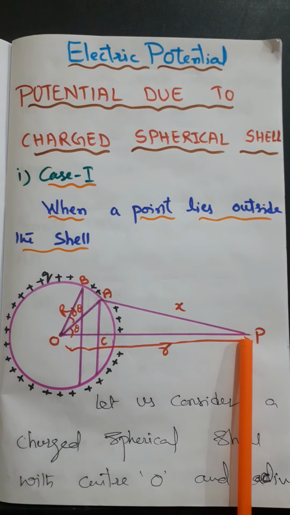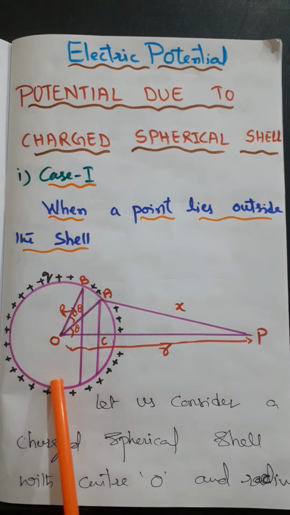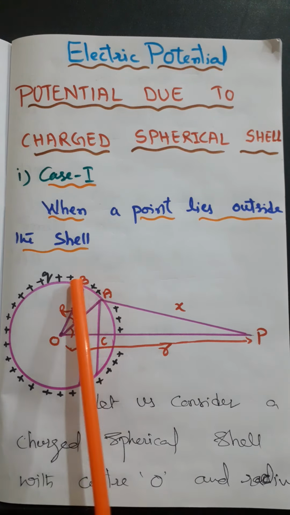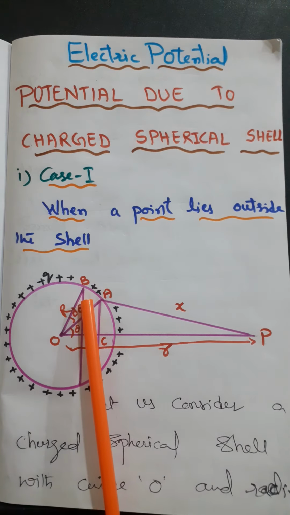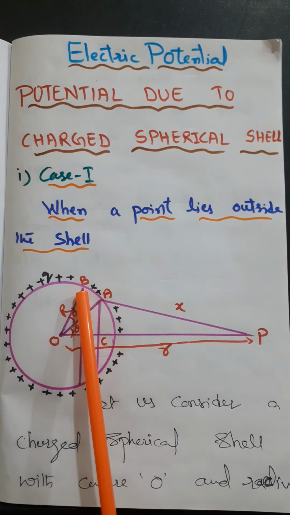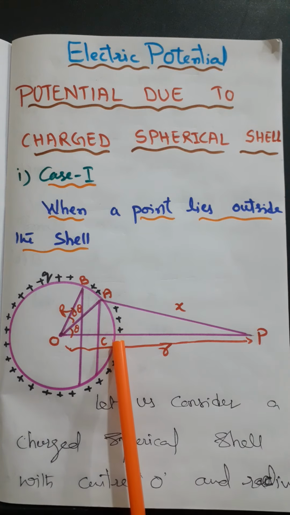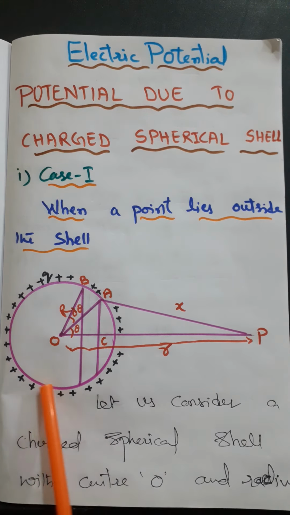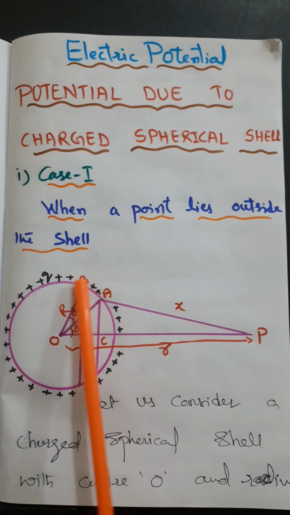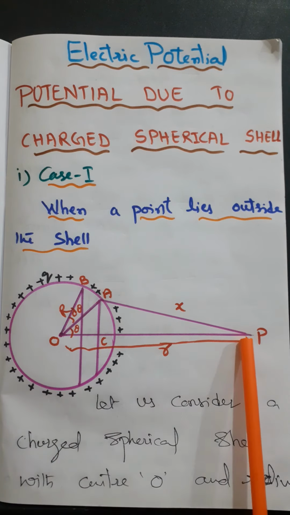For that purpose, first of all we divide this shell into a small strip AB, and we calculate the potential due to this small strip AB at the point P. Next we integrate that equation, and then we will get the potential due to the whole spherical shell at the point P.